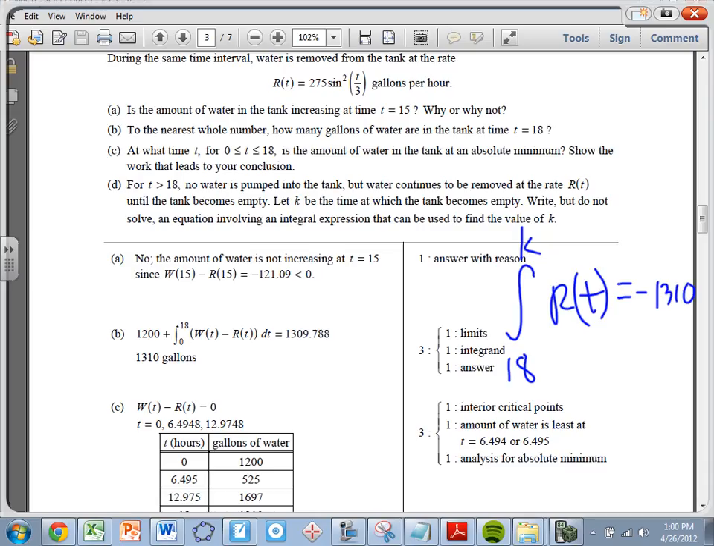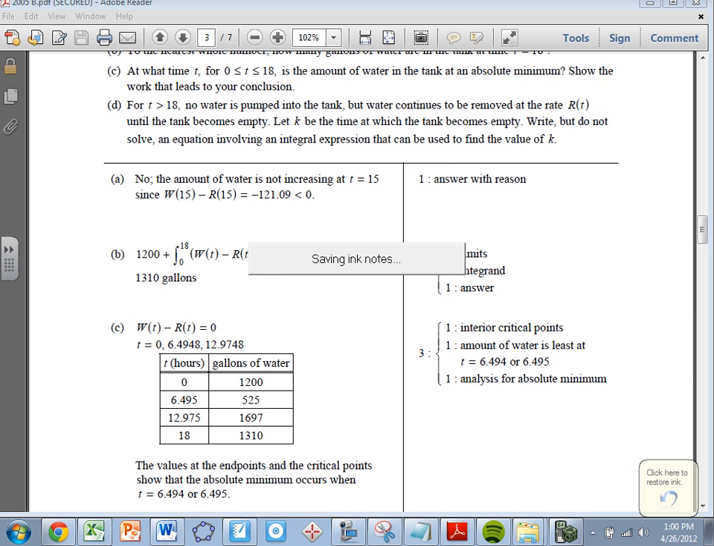That's it. We want to solve for K here. If you knew the time K, and you knew this, you know that it's going to lose this much water. How much of it? 1,310 units of water, or gallons of water. Okay? So they just simply put that down.